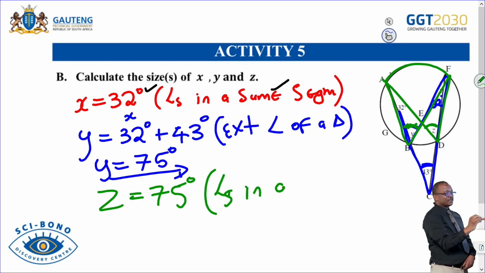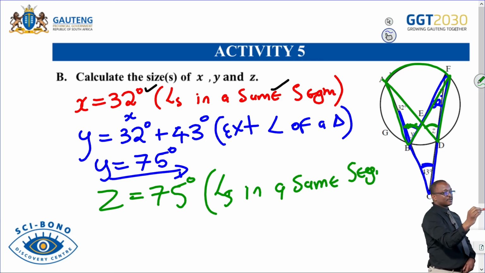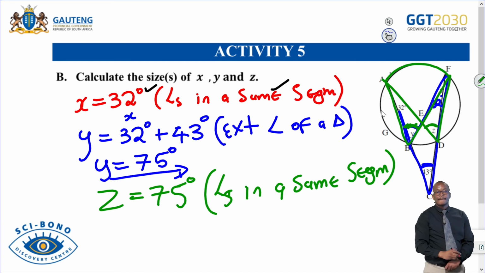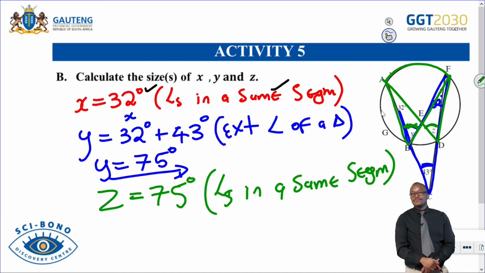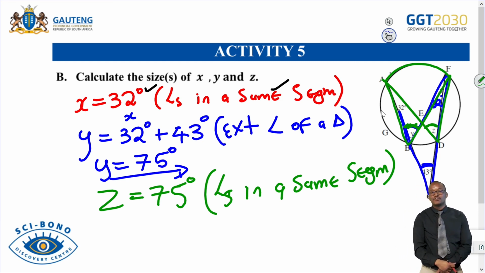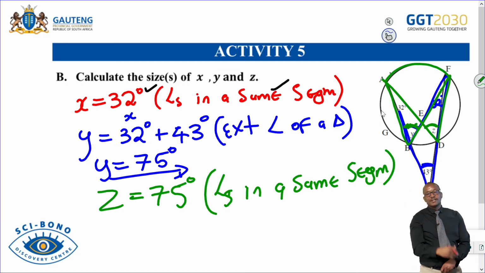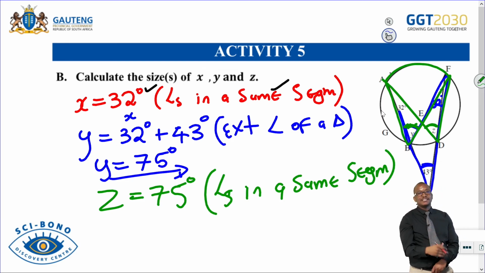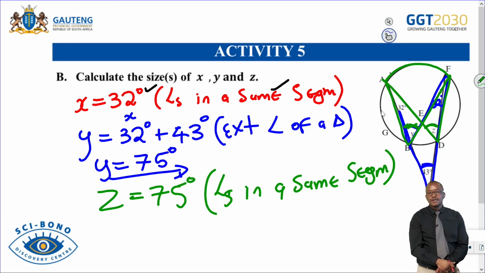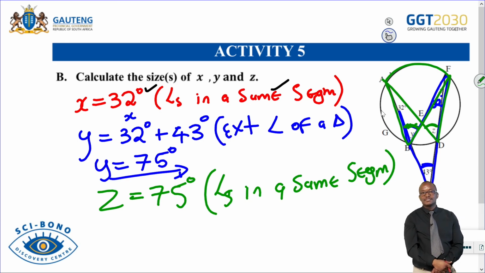Angles in the same segment. So that's basically how you answer this type of questions. You need to be able to analyze your diagrams. Not always will you have a one-way answer, like where we calculated x and just identified that x is equal to 32, angles in the same segment.